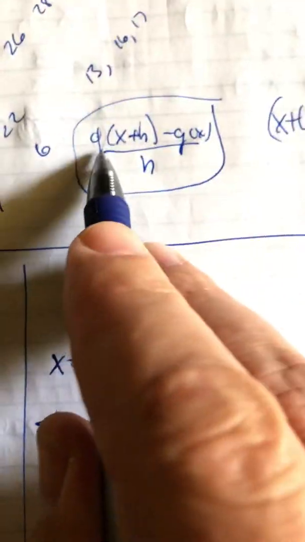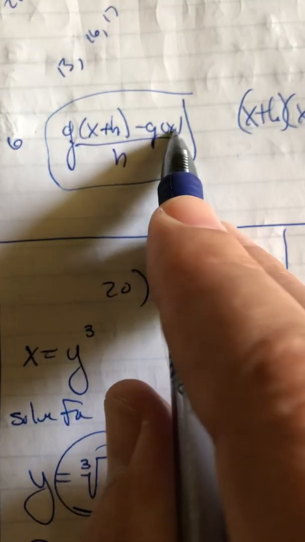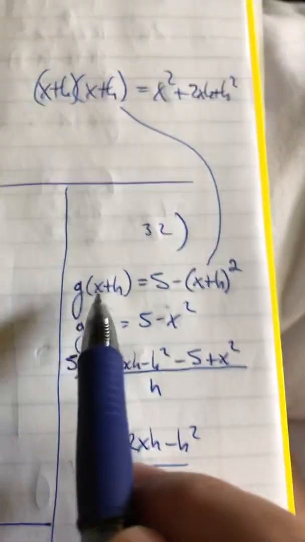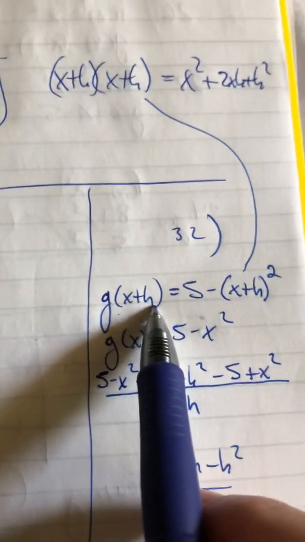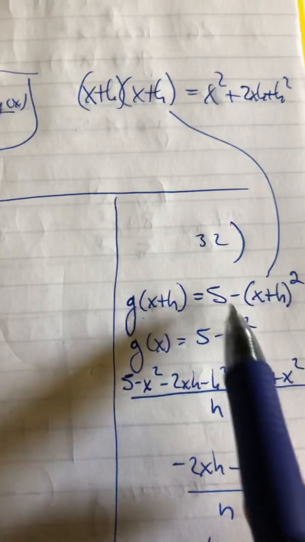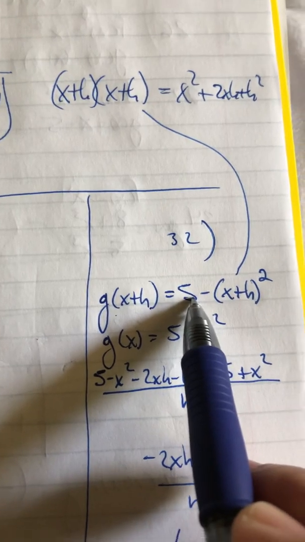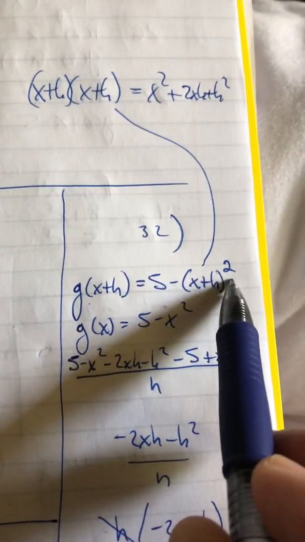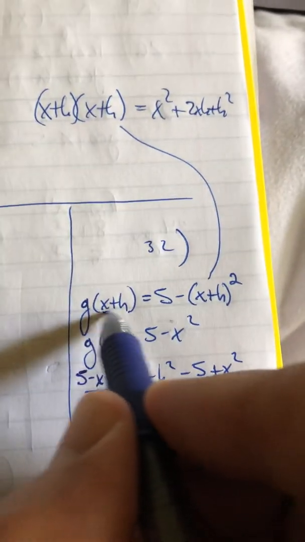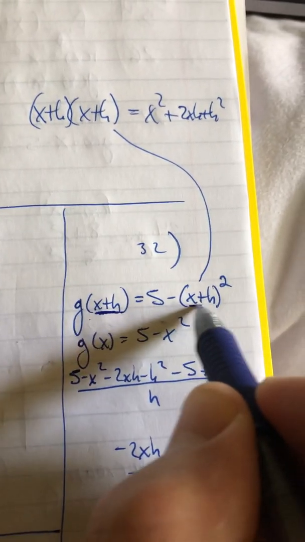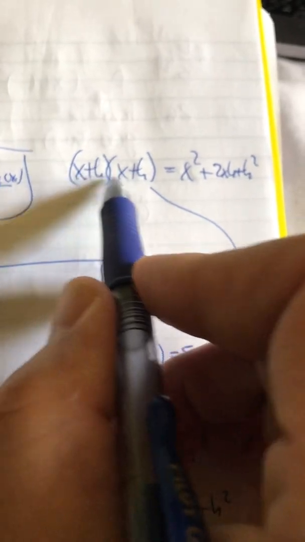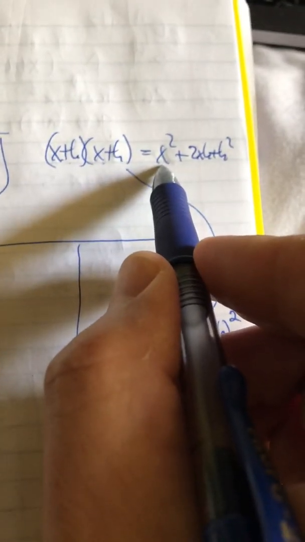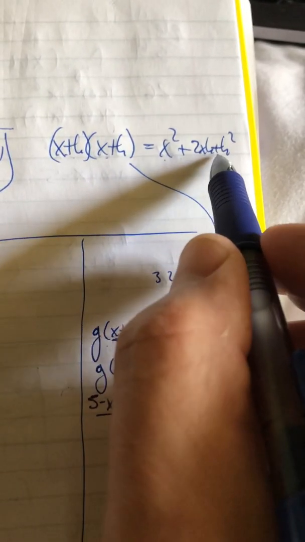So first we need to find what g of x plus h is, and then we need to find what g of x is. So g of x plus h. Well, our function in the problem is 5 minus x squared. So we're going to take the 5, that's there, the minus, that's there, the squared, that's there, but what's going to replace the x is x plus h. That means (x plus h) times (x plus h), and if you FOIL that out, you get x squared plus 2xh plus h squared.